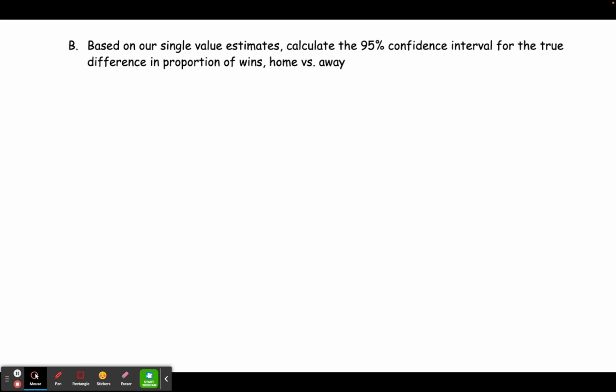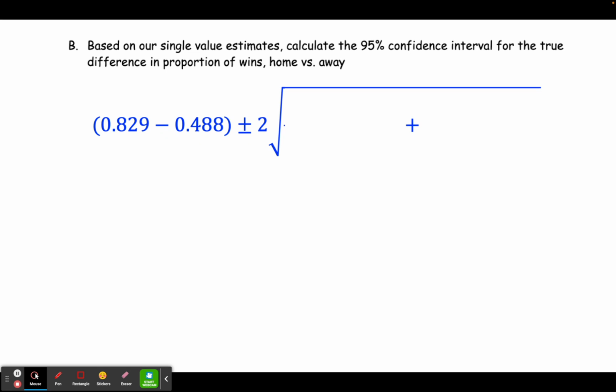Based on those single value estimates, we're going to calculate a 95% confidence interval for the true difference in their proportion of wins, home versus away. So let's plug the numbers into the formula. First we do p hat A minus p hat B. So I did 0.829 minus 0.488, the home versus away winning percentages. Then I do plus or minus 2. I'll put my big square root sign there. And underneath that square root, I'm going to do p hat times 1 minus p hat divided by the sample size, once for the home games, once for the away games. So for home games, their winning percentage was 0.829.